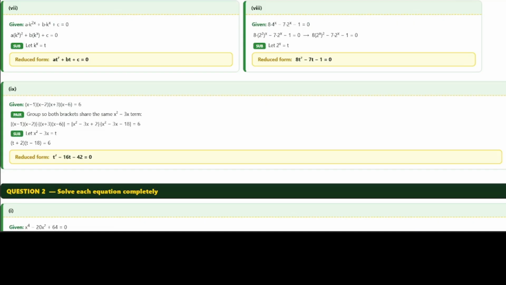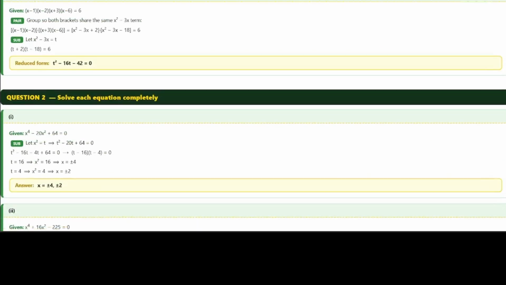So that is equal to 6. If we take 6 and bring it to the left, obviously it's going to be negative. So our reduced form is t square minus 16t minus 42 is equal to 0.